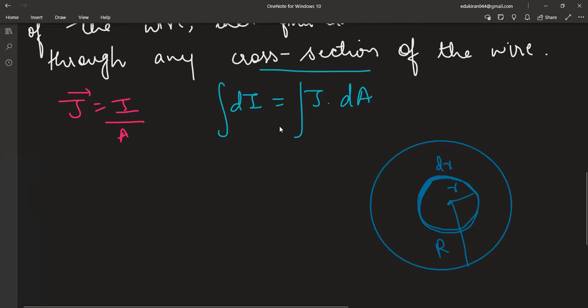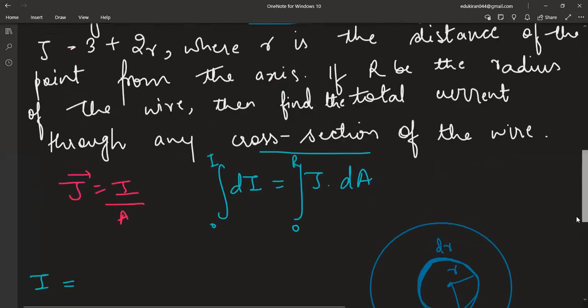So to find it out, we'll obviously integrate from 0 to capital R. So this from 0 to I. So I will be equal to, the value of J is given in the question, 3 plus 2r.